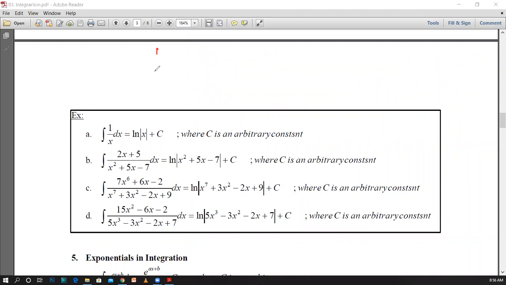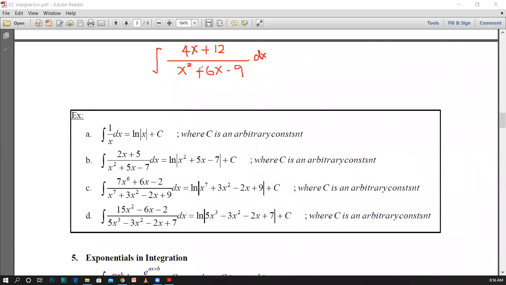Now we will see, this is the integral we are having. You are asked to get the integral of the function with denominator x squared plus 6x minus 9 with respect to x, and here you can see the numerator is given as 4x plus 12.